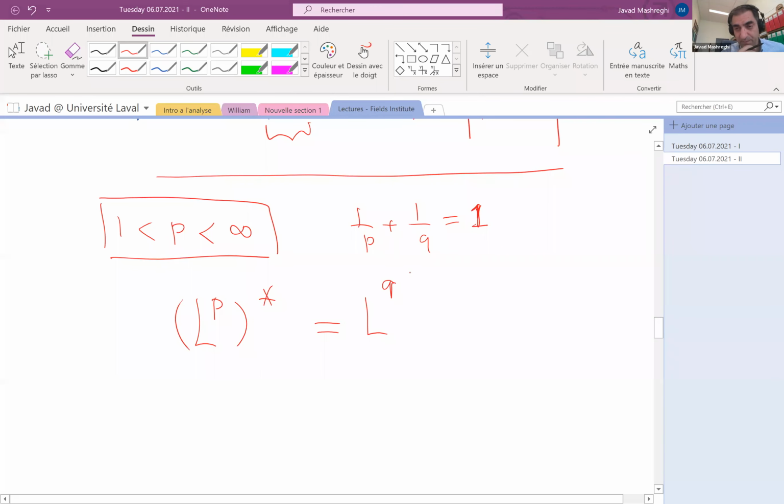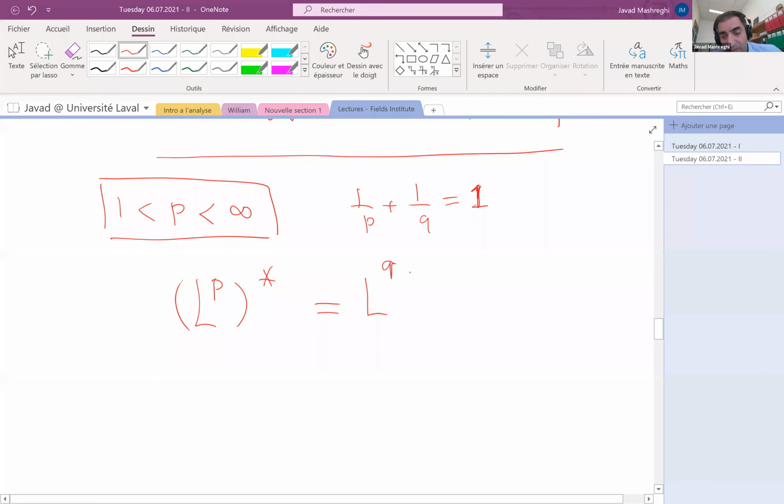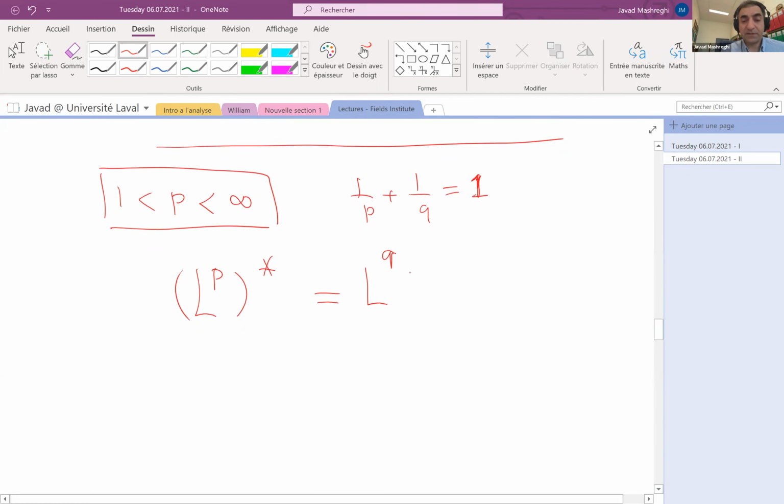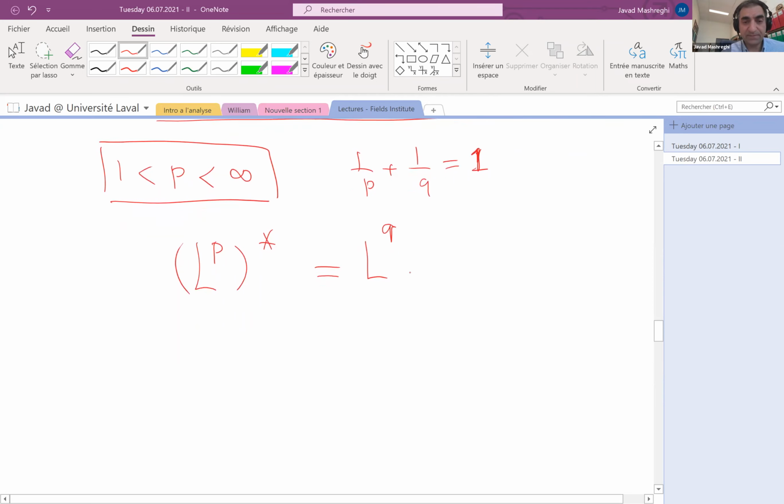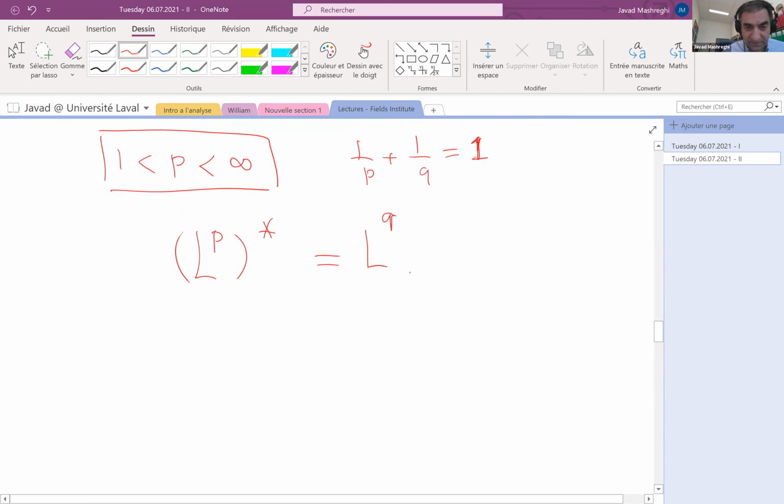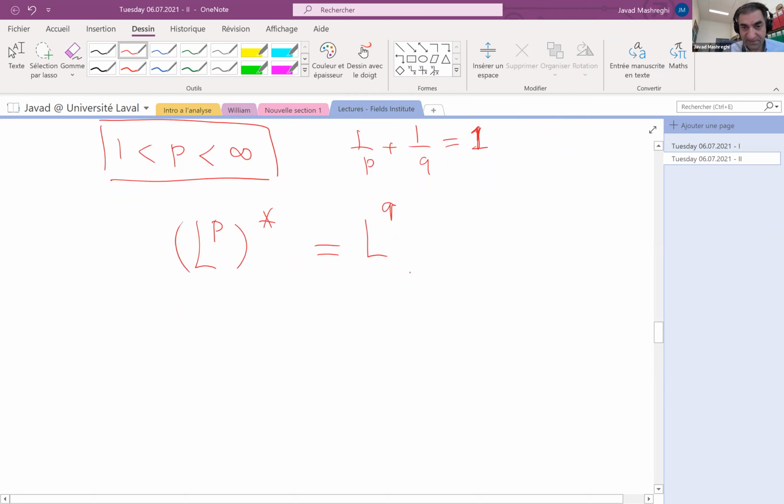What does this mean? I'm cheating a bit here. The precise formulation is like this: L^p star is isomorphically equal to L^q. So there are two technical terms here, isomorphic and isometric, but they are hidden in this identity.